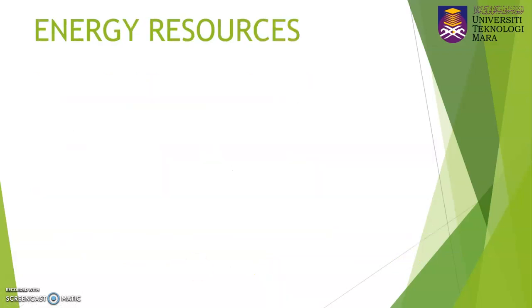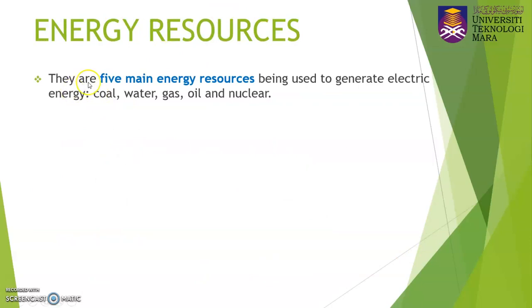All right. For the energy resources, there are 5 main energy resources available that are being used to generate electric energy. The 5 main energy resources consist of coal, water, gas, oil, and also nuclear. All right, so we go through them one by one.